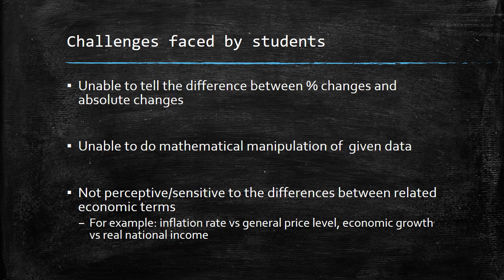Also, another thing that we find students tend to face a challenge in is that they are not sensitive to the differences in economic terms that sound similar, but actually mean quite different things. So for example, inflation rate and general price level, right? Related to the same concept of price stability, but doesn't mean exactly the same thing. Similarly, economic growth and real national income. We will come to these different economic terms shortly.